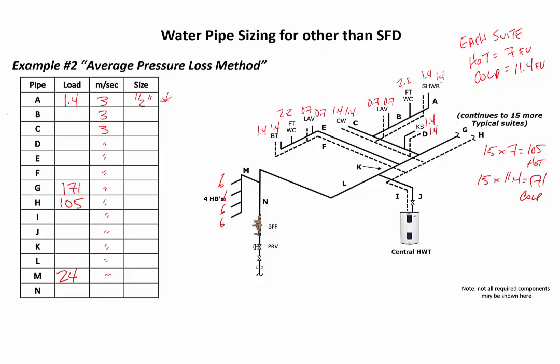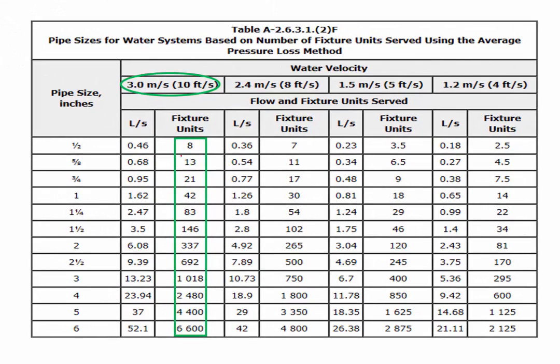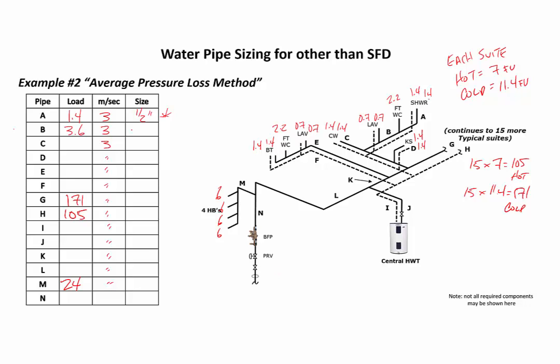B is distribution though, as it supplies more than one fixture. We're supplying the water closet and shower on that cold line B. Total of 3.6 fixture units. And looking at the table for 3.6 fixture units, we can use 1/2 inch up to 8 fixture units. So 1/2 inch for B.